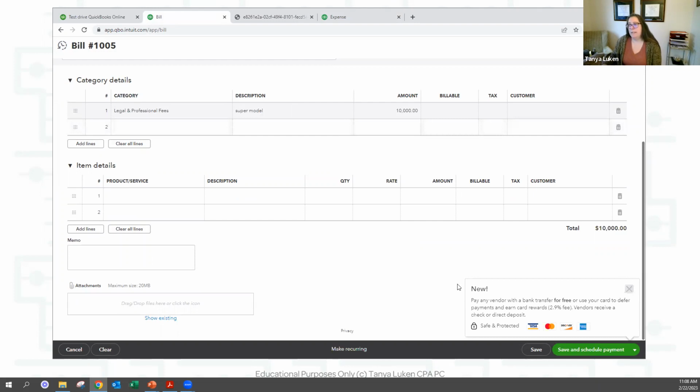But remember, a bill is, I owe someone money, but I'm not paying it right now. And expenses, I paid them already and I need to record it. So we owe this bill to Barbara Gordon, we owe her 10 grand.